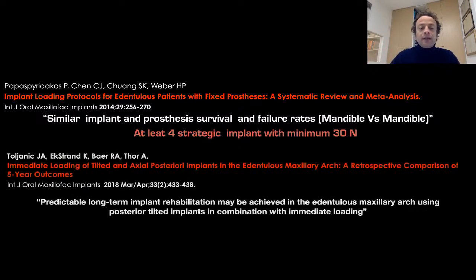So from the clinical studies, we know that the minimal torque that we can consider for immediate loading is 30 Newton, but I think that this aspect is absolutely a sensitive message, just to give you this information.